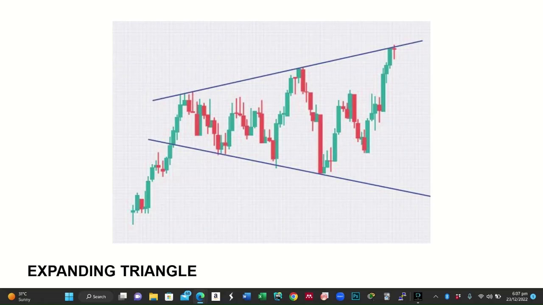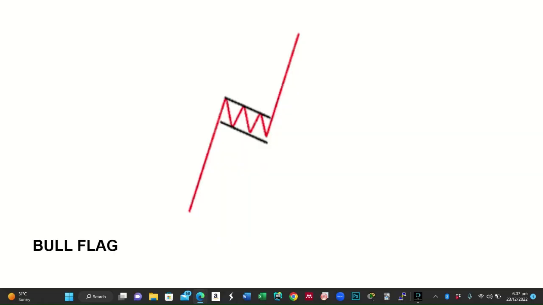That is expanding triangle. The next one is bull flag. Just as the name goes, bull. It is a type of flag that you use to make entry when you are about to buy a pair, when you're about to long a pair. As you already know, long means to buy. So when you say you are longing a pair, it means you are buying the pair. So the main purpose of bull flag is where a market is about to buy.